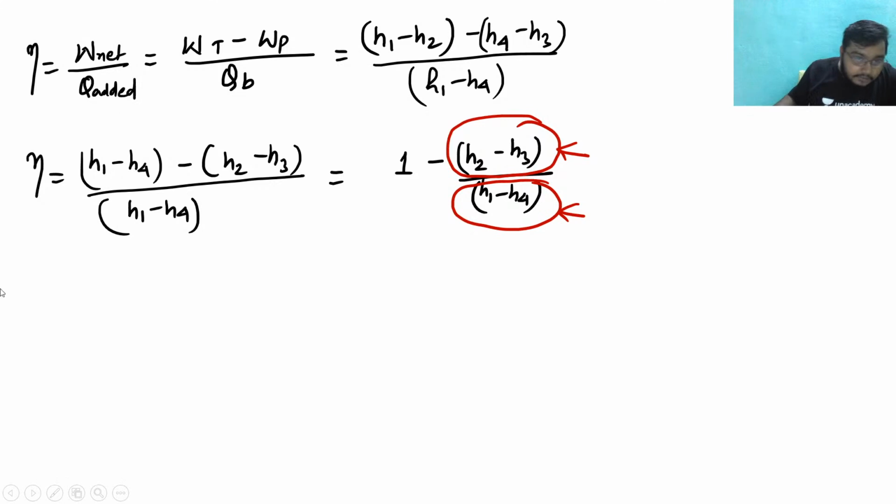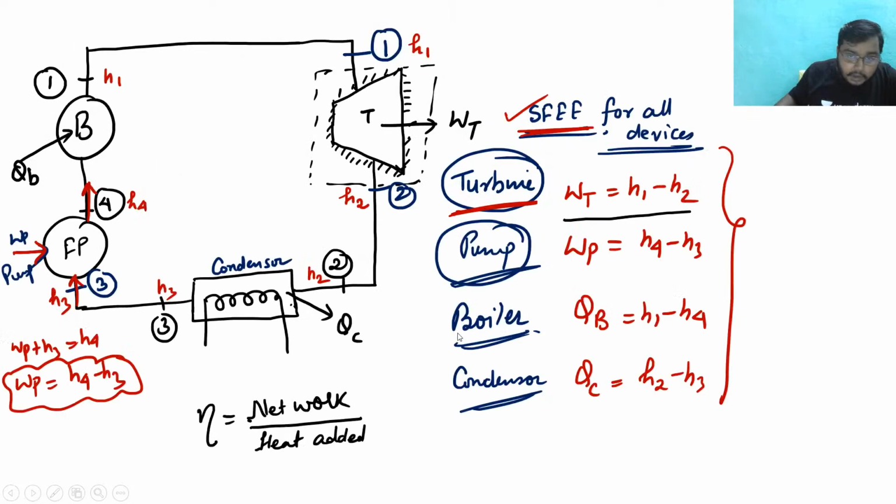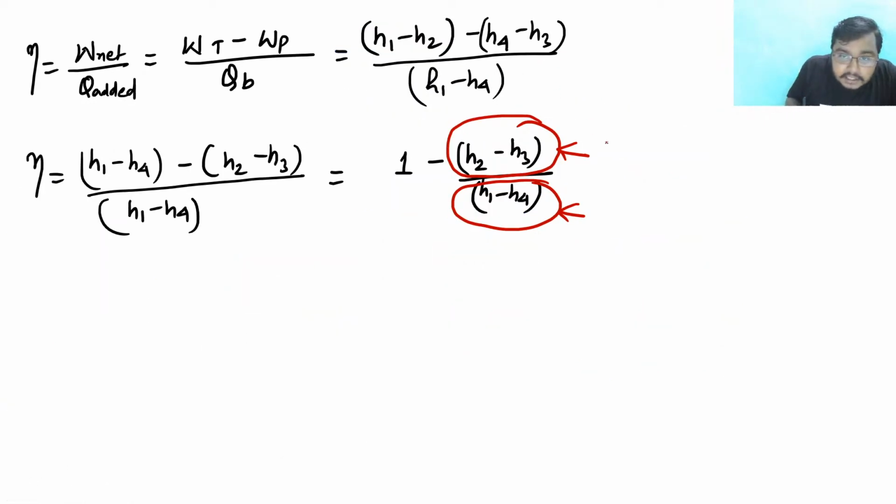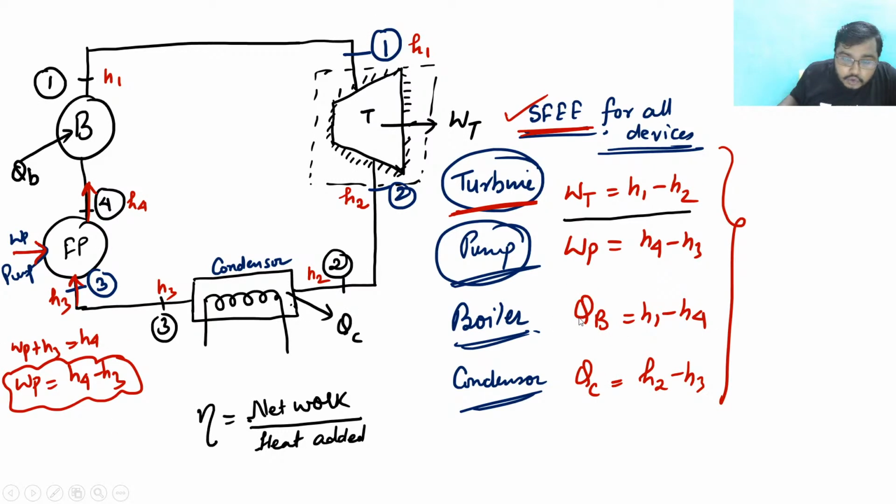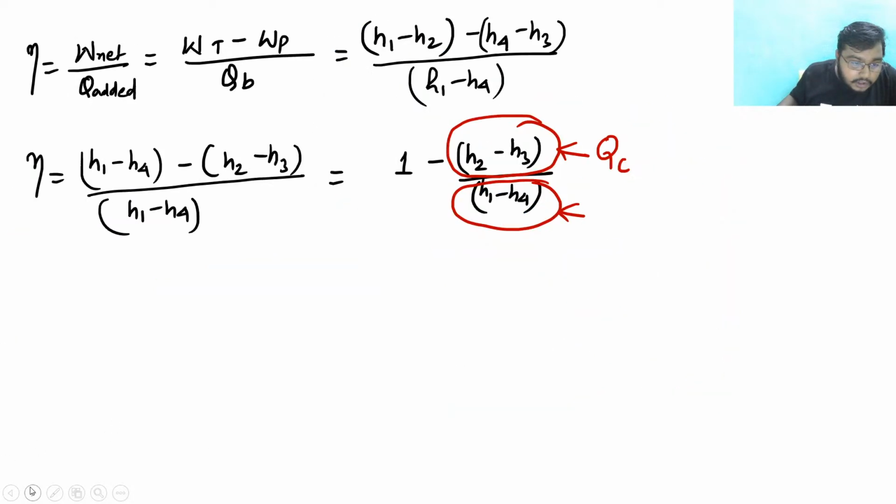Okay, see here. Everybody, please see here. QC, yes. What is QC? It is H2 minus H3. So I can replace this H2 minus H3 with QC. Now what is H1 minus H4? QB is H1 minus H4, right? So here also I have written QB as H1 minus H4. So my whole equation changes to 1 minus QC by QB.